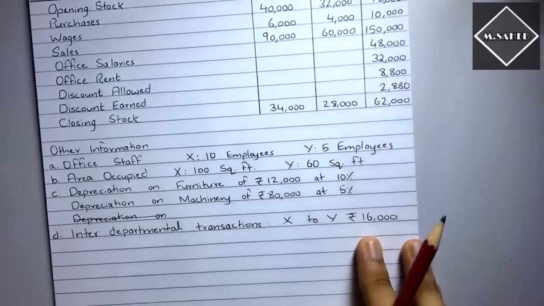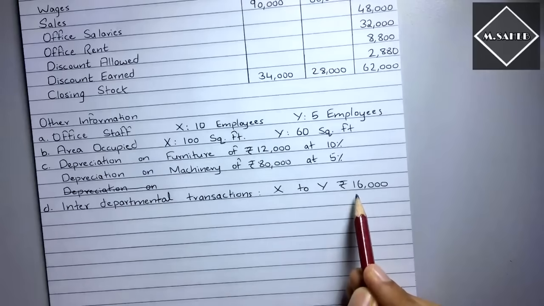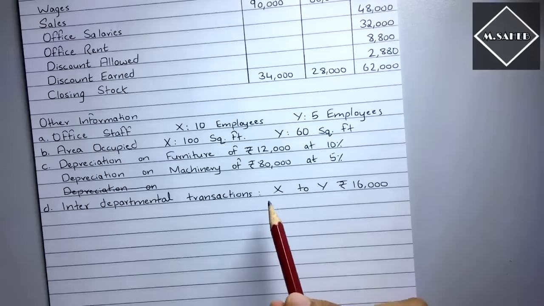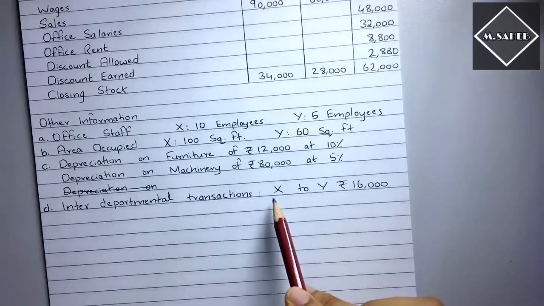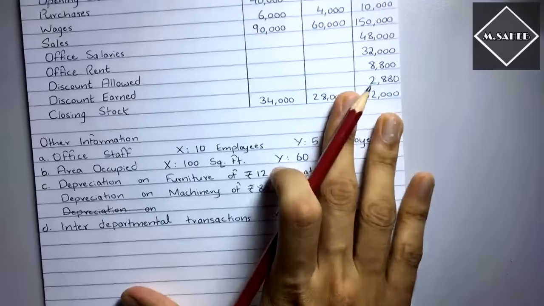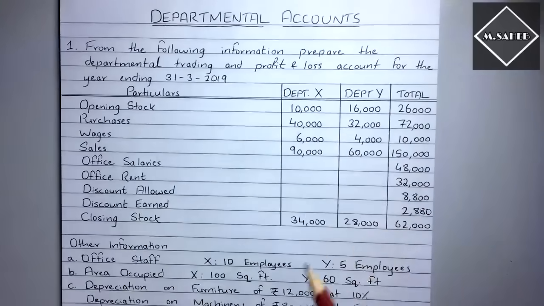And then we have here an interdepartmental transaction, X to Y, worth 16,000. So there has been a transfer from X to Y, and we will also see that. Whenever there is an interdepartmental transfer, as I told you in the previous video, from the sending department we will treat it as sales, and from the receiving department we will treat it as purchase. So we will see how to prepare the departmental trading and profit and loss account. All right, now let's solve this problem.